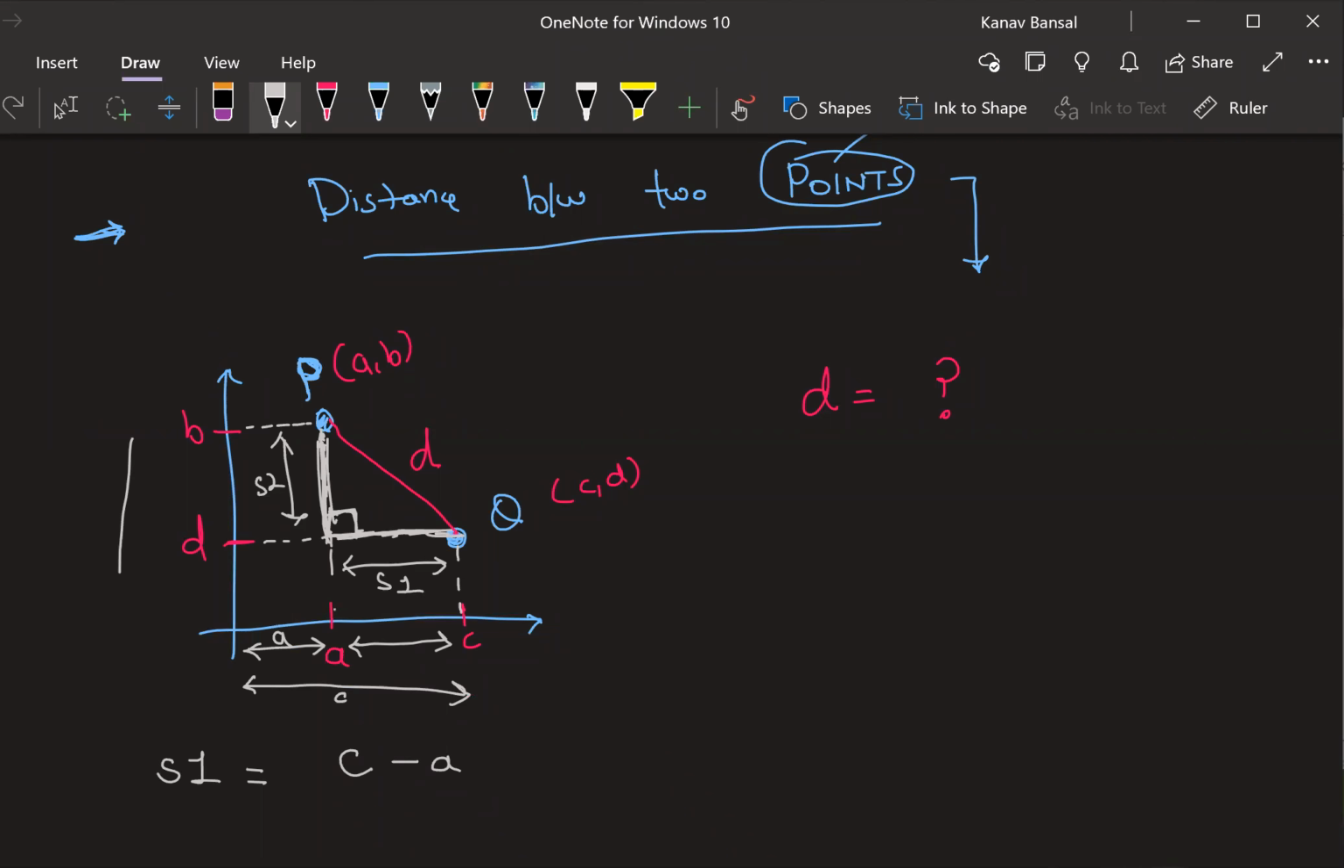Similarly, what is side 2? This entire thing is B and this entire thing is D. So what will be this length? This length will be equal to B minus D, correct?